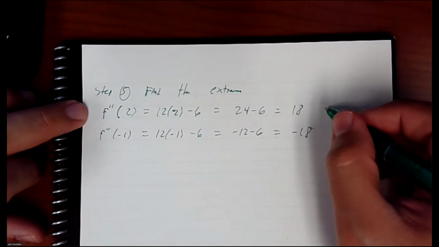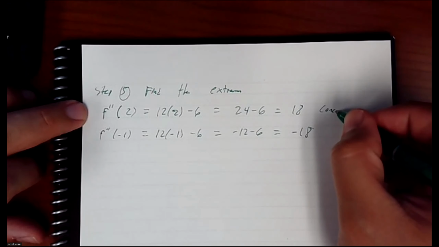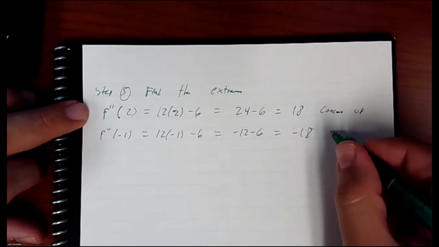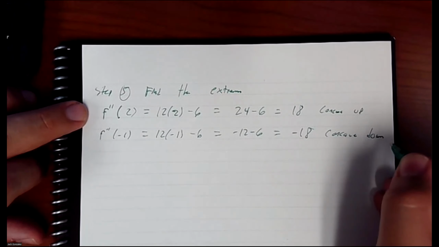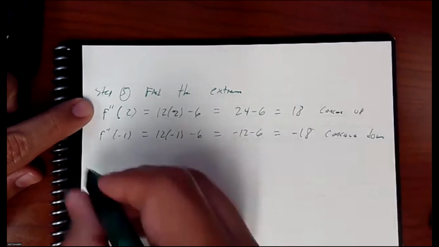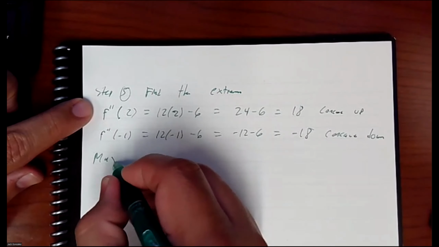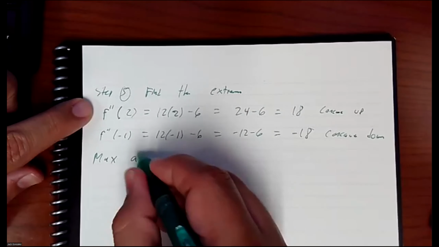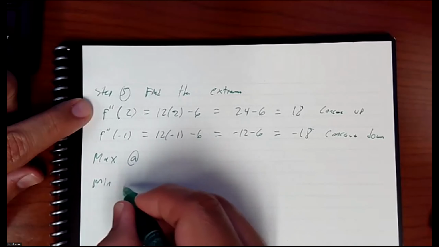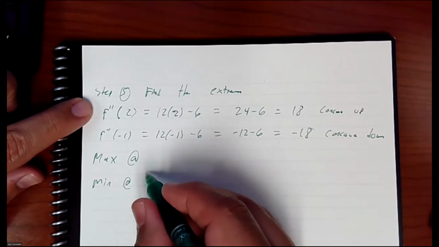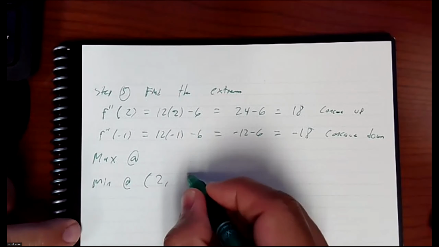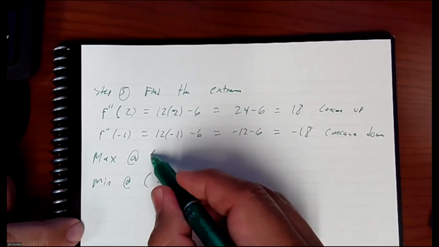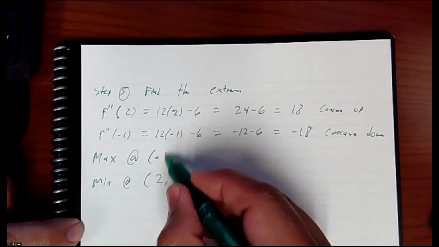So we have concave up, concave down. Concave up means minimum at 2, maximum at -1.